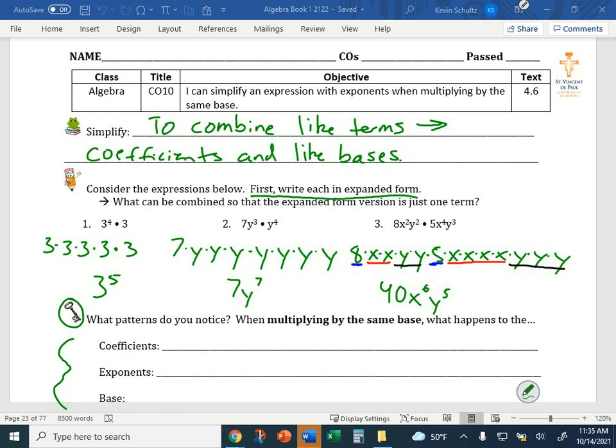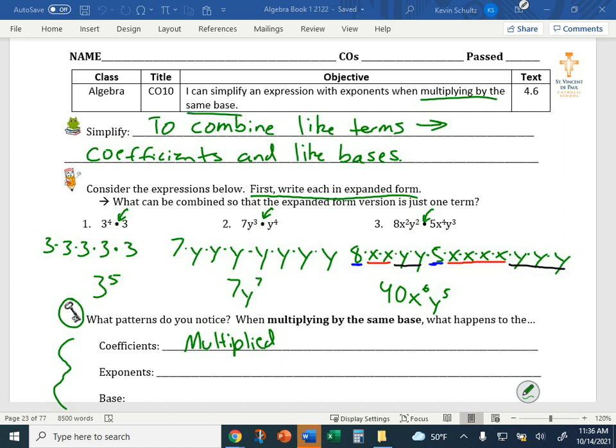Okay. Coefficients, when multiplying by the same base, are multiplied. And how do you know that you're multiplying by the same base here? How do you know that this rule applies to this? Well, we can see the multiplication symbol here. Whenever you see that symbol, you know that you are multiplying by the same base, which is the rule for coefficients. Okay? So coefficients are multiplied.